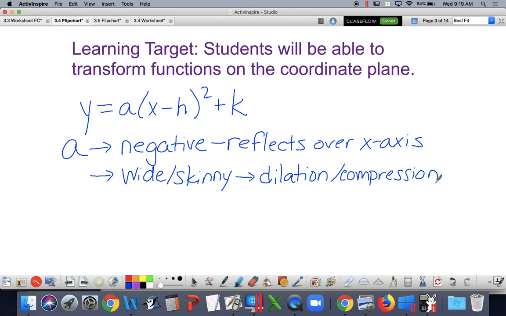Where do you want us writing these? I want you writing these at the bottom of the worksheet that we just did, where it says, what do the A, H, and K do? That's where I want you writing these.